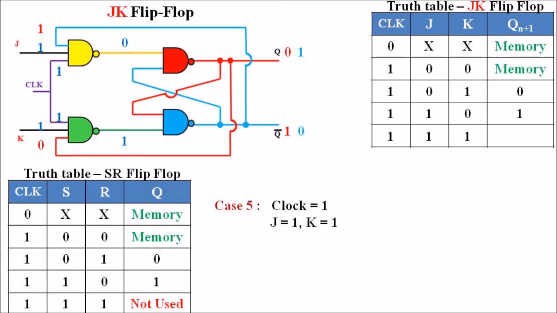That is, this 1 is feeding towards the blue NAND gate, and 1 dot 1 results in an output of 0. So now the output has changed from 0 to 1, and the complement of the output has changed from 1 to 0. So this is the second flipping of the data.